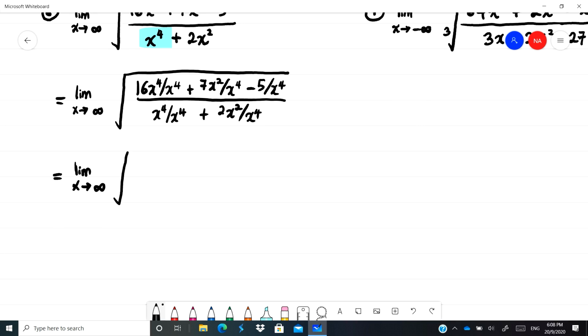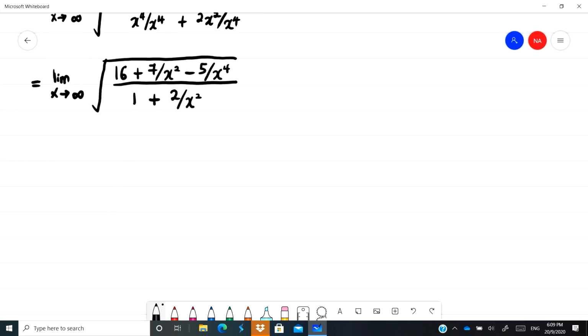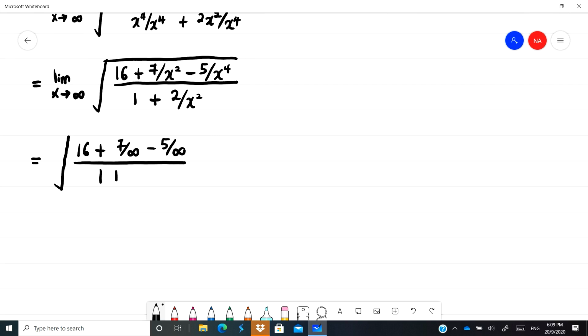So you'll have 16x to the power of 4 divided by x to the power of 4. You get 16 plus 7 over x squared minus 5 over x to the power of 4, the whole thing over 1 plus 2 over x squared. Next, we're going to substitute the value of x with positive infinity, but don't forget the square root symbol. So 16 plus 7 over infinity minus 5 over infinity, over 1 plus 2 over infinity.